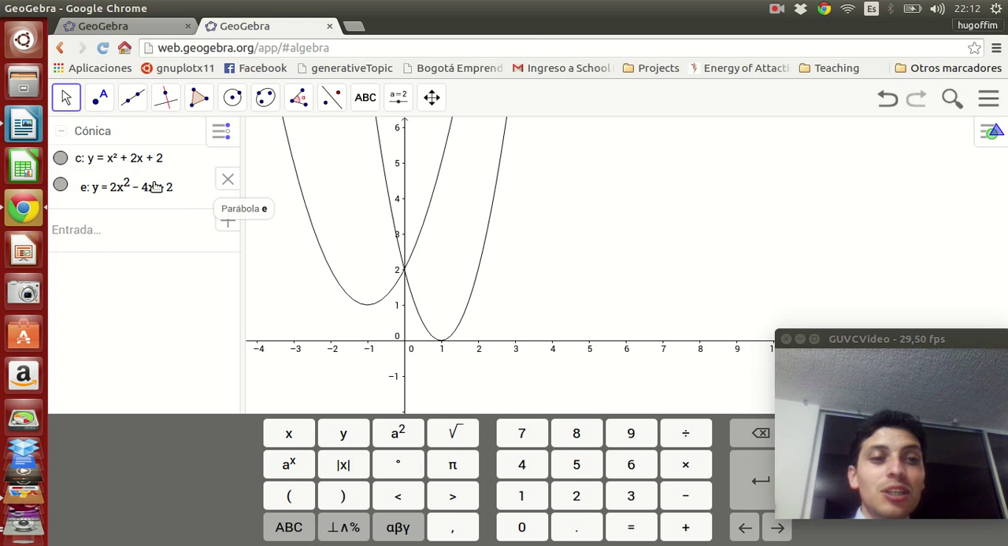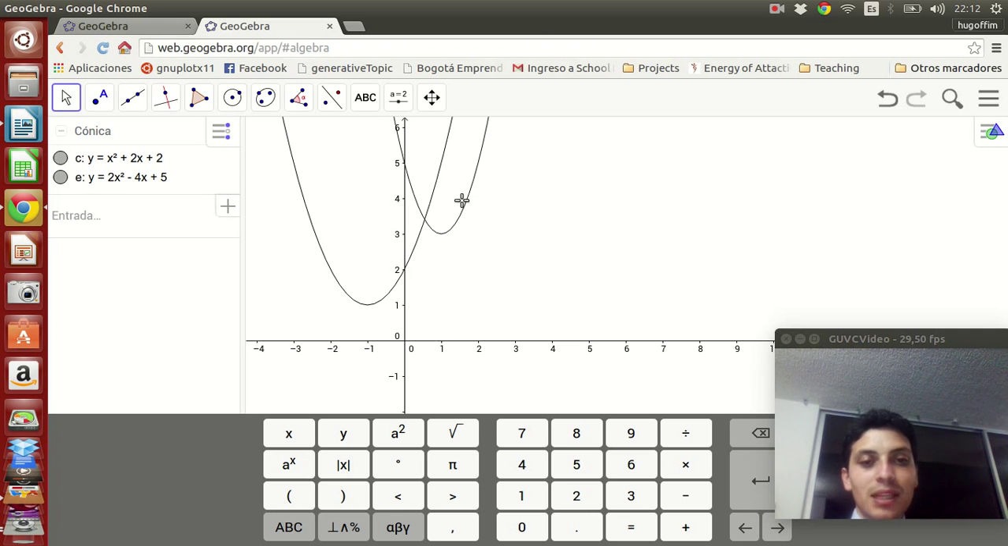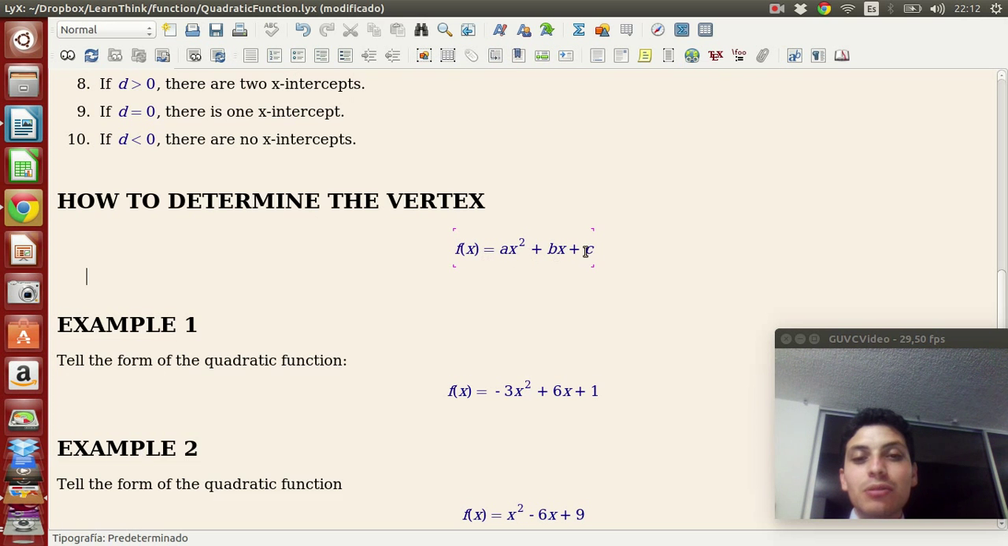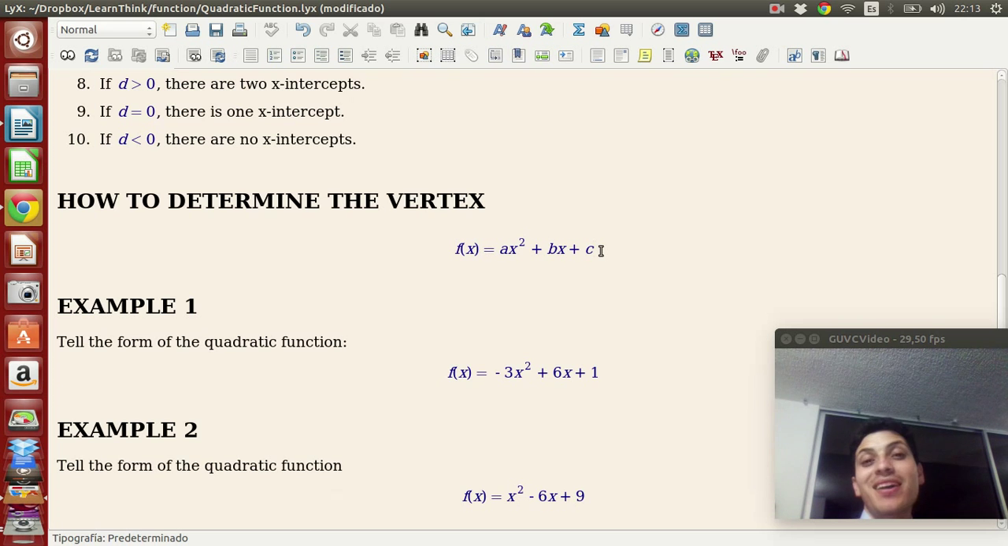And let me show you another part. So we're using x minus 1 and I'm going to add here 3 units. Look, the vertex now is 1 and 3. So this is one way to determine the vertex, by doing something in such a way that this function will be of the form a times x plus something to the second power, plus a number.